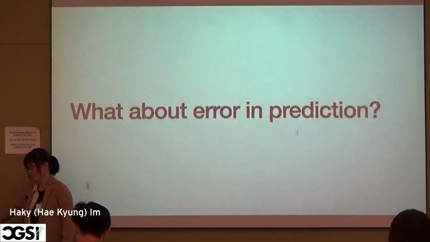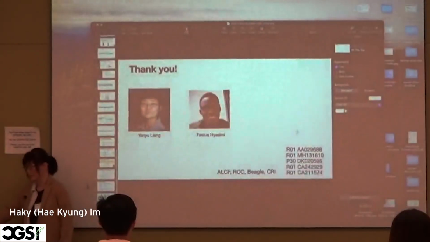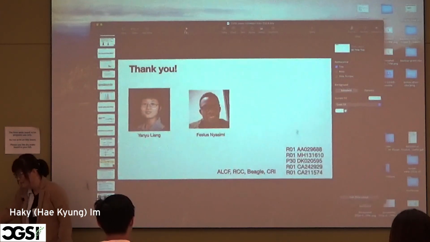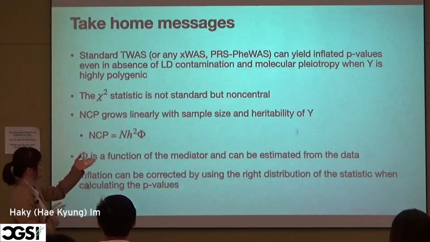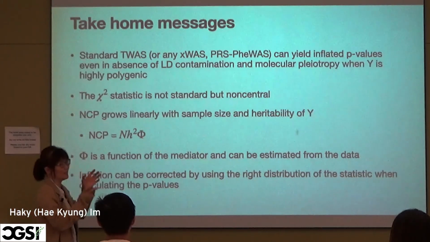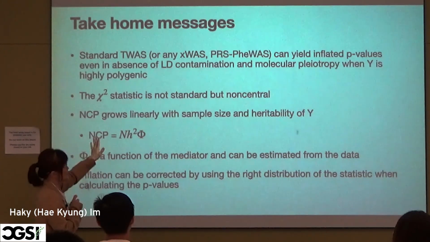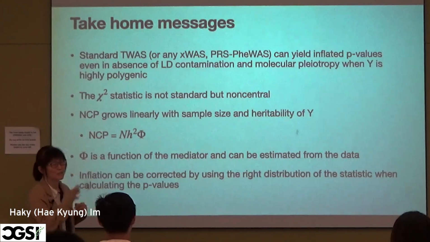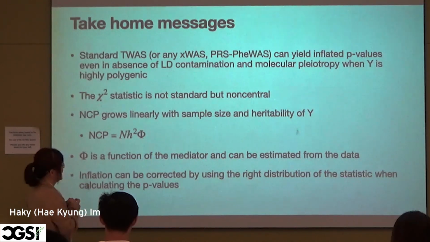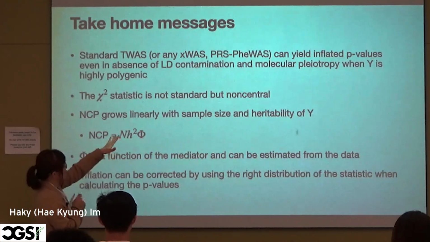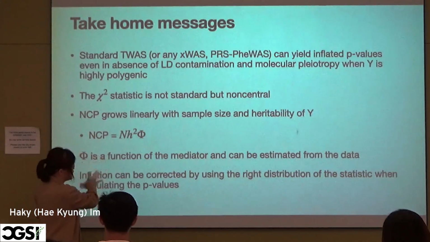Okay, I'm not going to go over all this and will go to the take-home messages. Standard TWAS or xWAS or PRS-FWAS, anything where you correlate a predicted thing, a linear combination of SNPs, with your phenotype will have this problem. And I keep saying this because one of the reviewers said that this was a problem with PredictScan, which I don't know how you could conclude. Anyways, that will yield inflated p-values, even without considering all the known issues of TWAS.